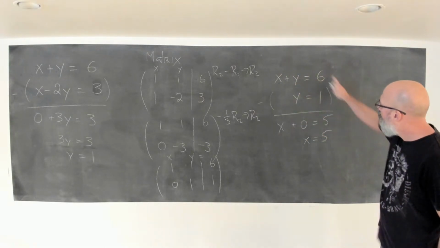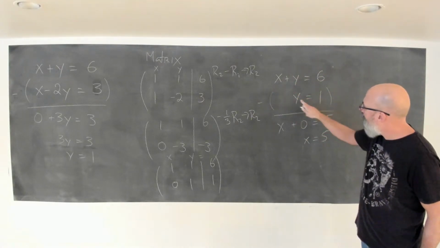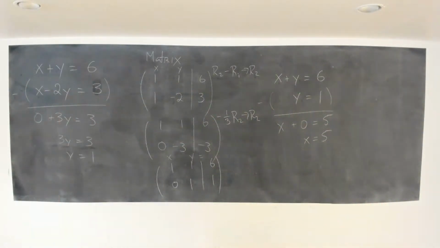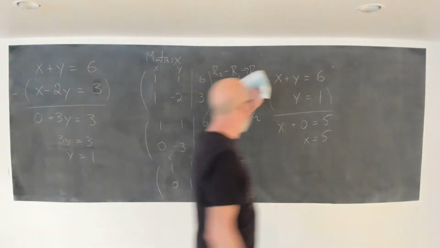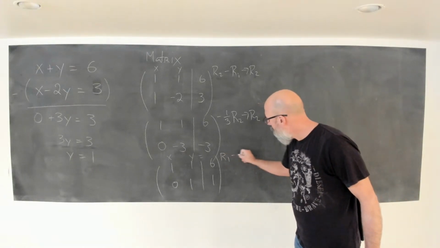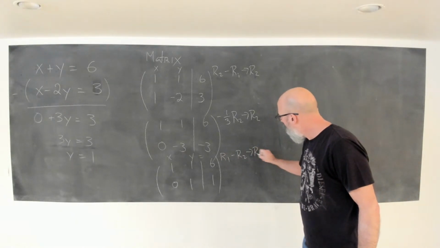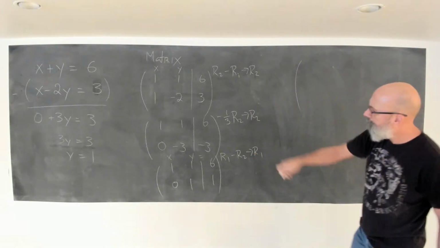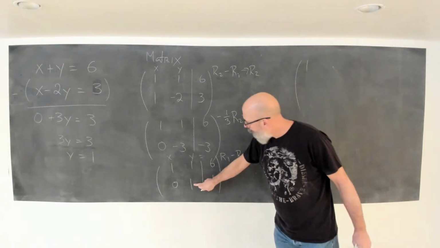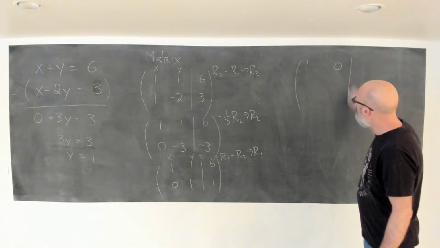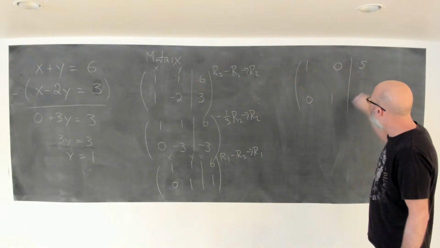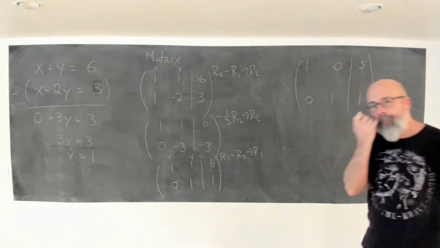Let's finish it up. What happened next? We subtracted row 2 from row 1. Let's do it. Let's say row 1 minus row 2 for row 1. What does that give us? This minus this. That's a 1. This minus this, 1 minus 1 is 0. This minus this, 6 minus 1 is 5. Second row remains unchanged. And there you have it.